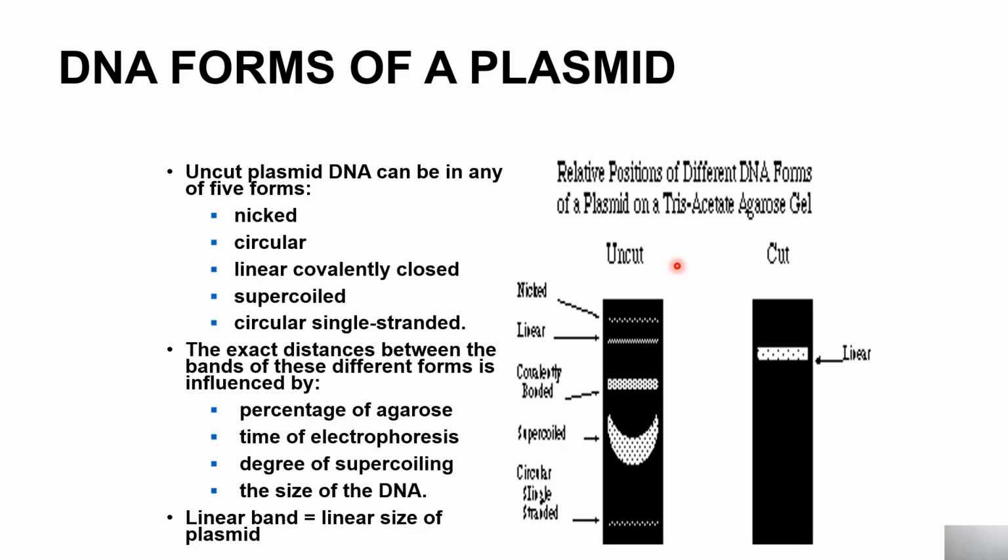Obviously, with time of electrophoresis, if you allow them more time, there will be better resolution. Degree of supercoiling: the more the supercoiling, the more compact the structure, the more easily it will pass through. Size of the DNA: if the size is small, it will go towards the positive terminal very fast.